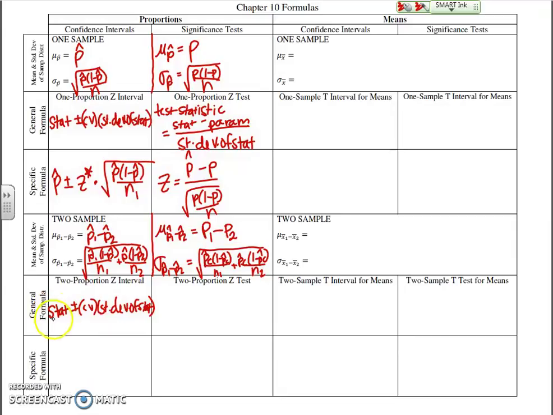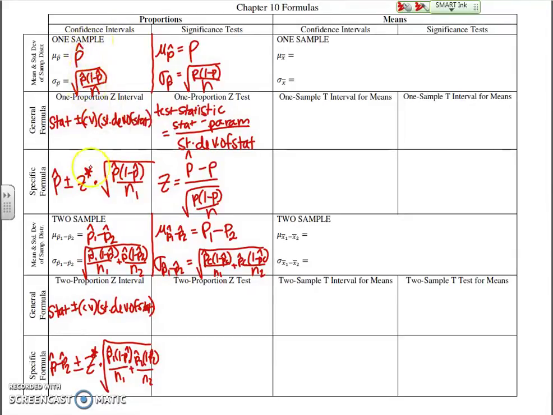Well, the statistic for a two proportion is, remember, p-hat 1 minus p-hat 2. Plus or minus, the critical value is still z star, but it's times the standard error formula, the p-hat 1 times 1 minus p-hat 1 over n1 plus p-hat 2 times 1 minus p-hat 2 over n2. It's that formula that I wrote up here. Okay, so that's all the confidence intervals.